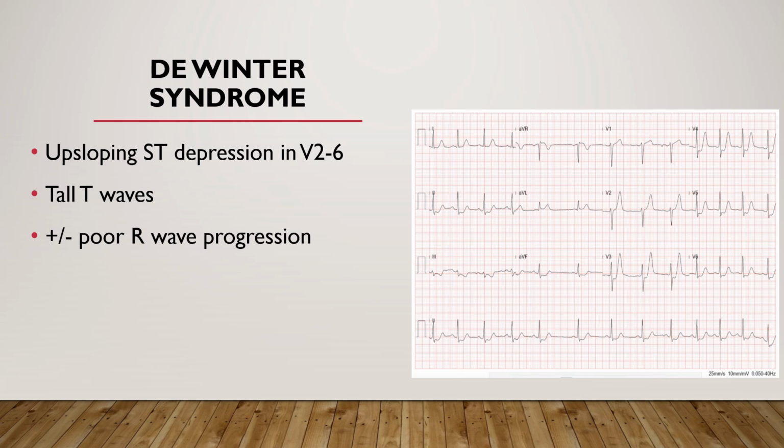And take a look at this EKG where you have poor R wave progression and very tall T waves. Also, you see that there is a ST segment depression in lead V3, V4, V5, and V6. And de Winter's syndrome is associated with left anterior descending artery occlusion.